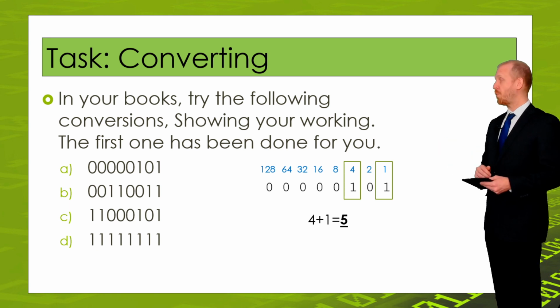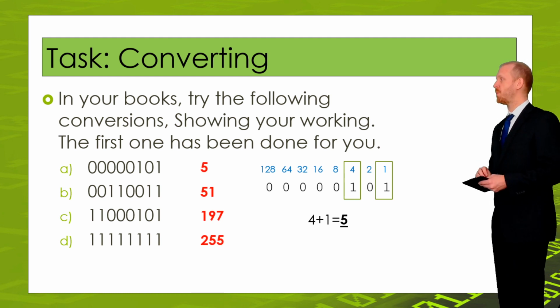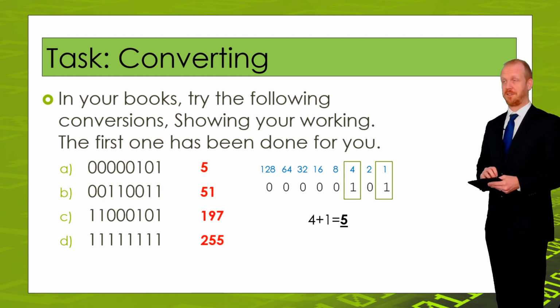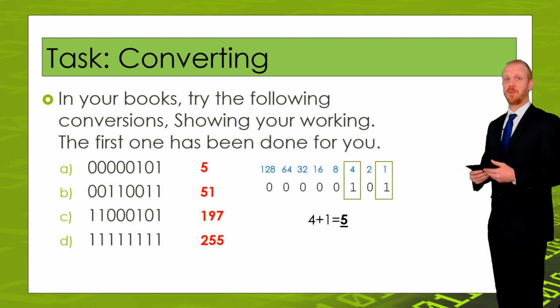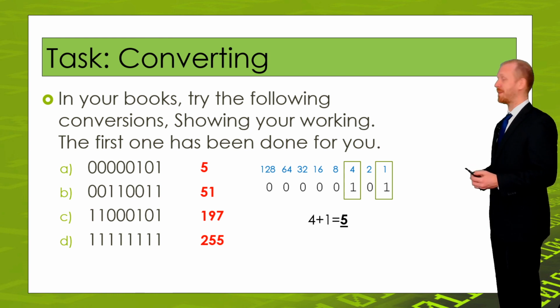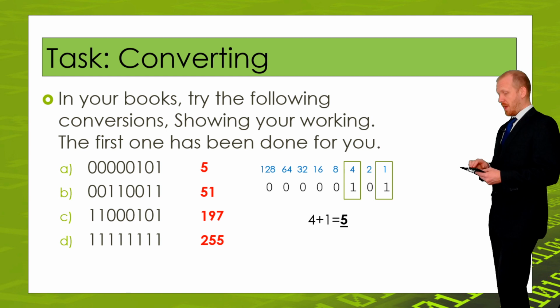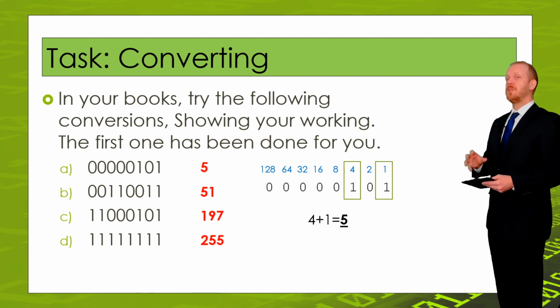Okay, hopefully you didn't have too much trouble with that. These were the answers: 5, 51, 197 and 255. The only difficulty you should be finding in that is adding up. If you were to take this at GCSE, I'm pretty sure you'll have a calculator in the exam for this, so even that isn't particularly difficult. Okay, so that's converting to binary.